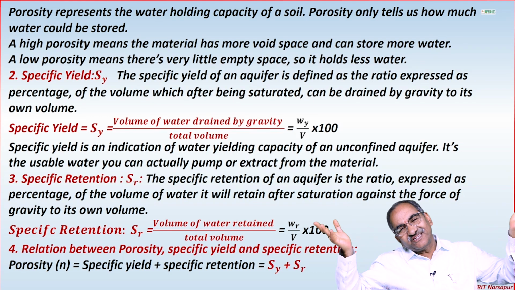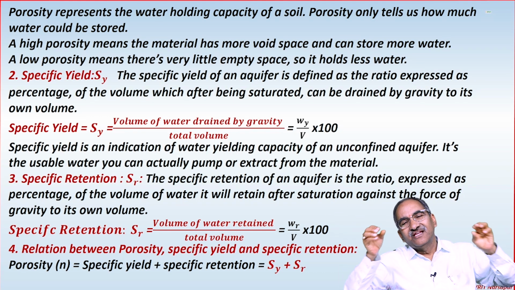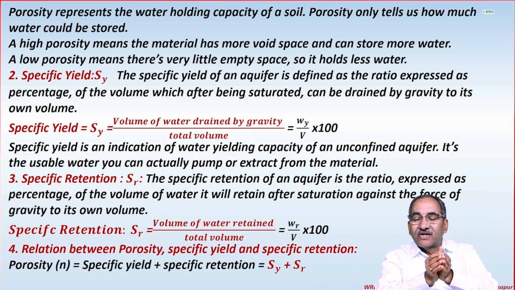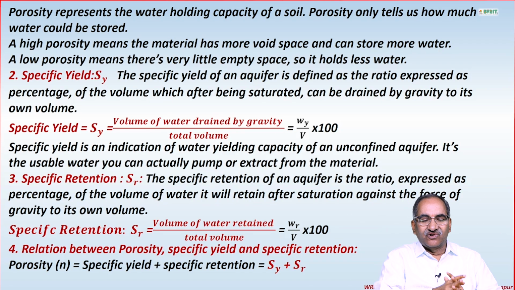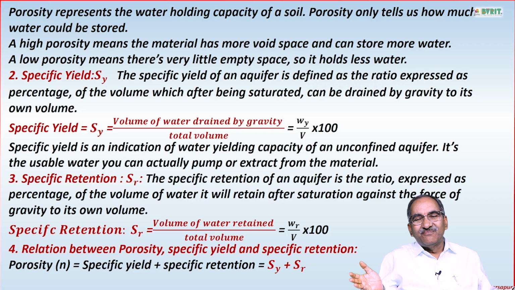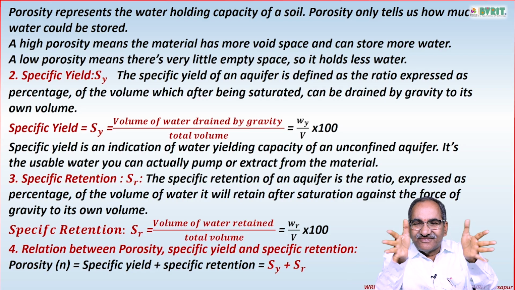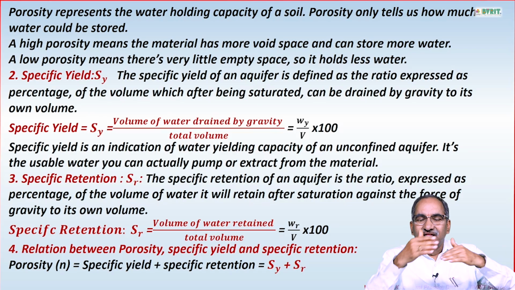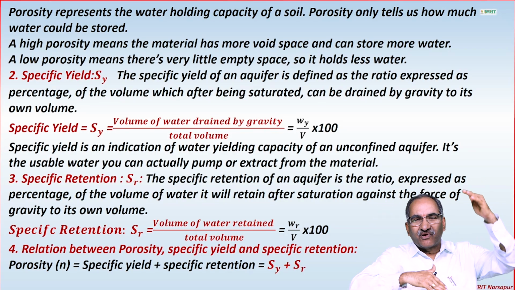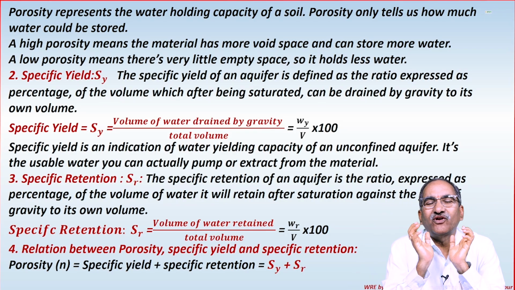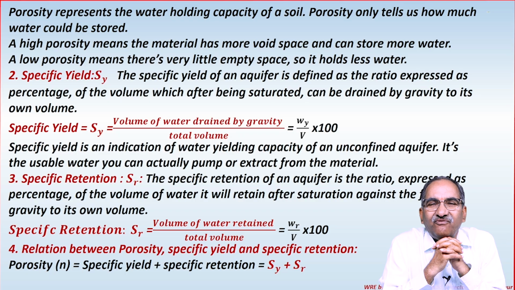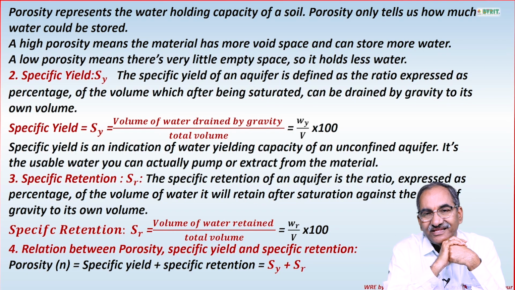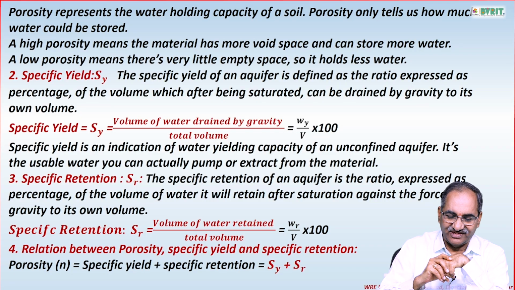What do you mean by high porosity? Void spaces are more, the number of voids is more, so that means more and more water it can hold. Low porosity means the void space is very less, it cannot hold more water. So high porosity and low porosity are all talking about the volume of voids compared to the total volume of the soil mass. That is what we call porosity.